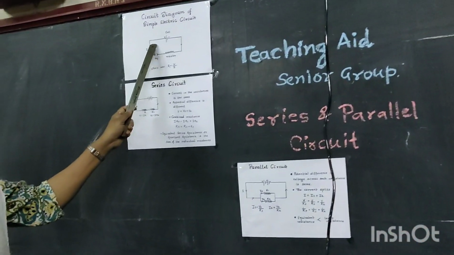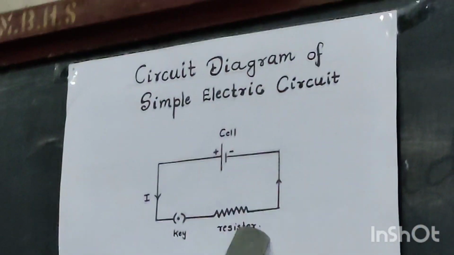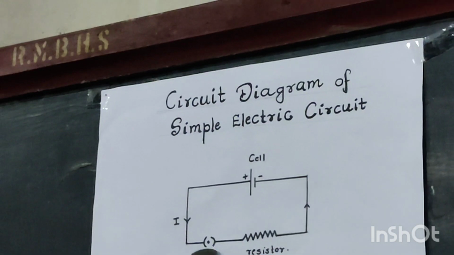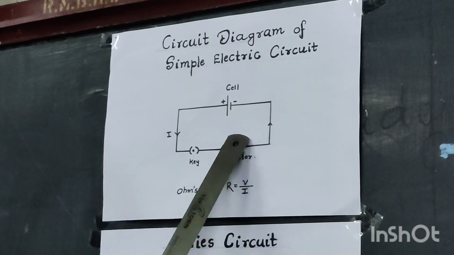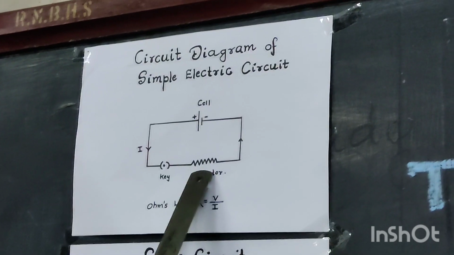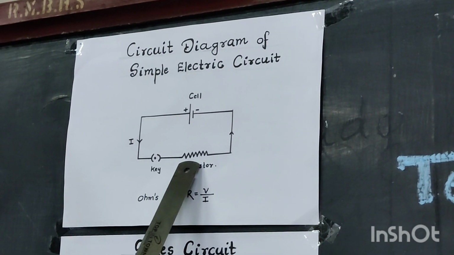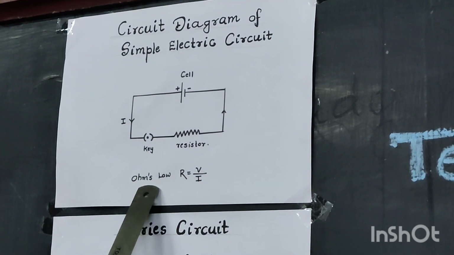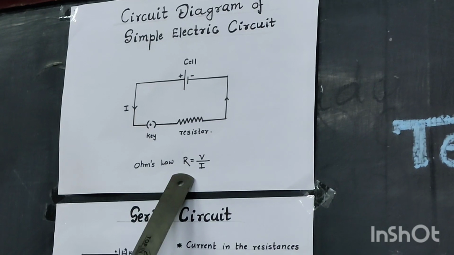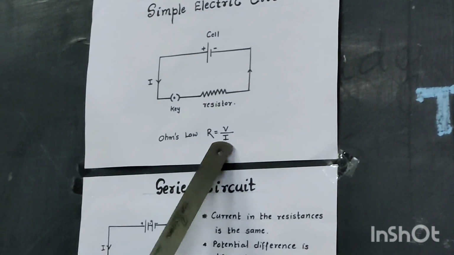Here we have joined a cell and resistor with a connecting wire, and we can see a key also is there. In place of this resistor, in our teaching aid we can use an electric bulb. An electric bulb can also act as a resistor because it opposes the flow of current. Now according to Ohm's law, we all know resistance can be defined as voltage upon current.